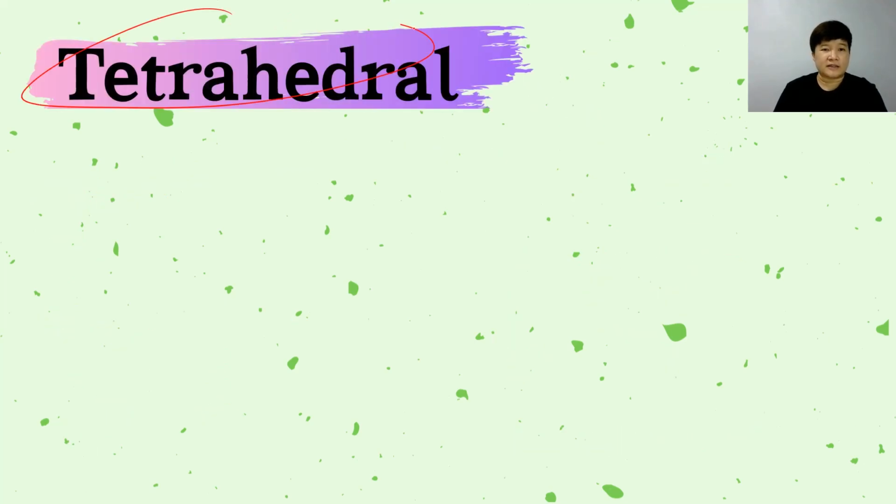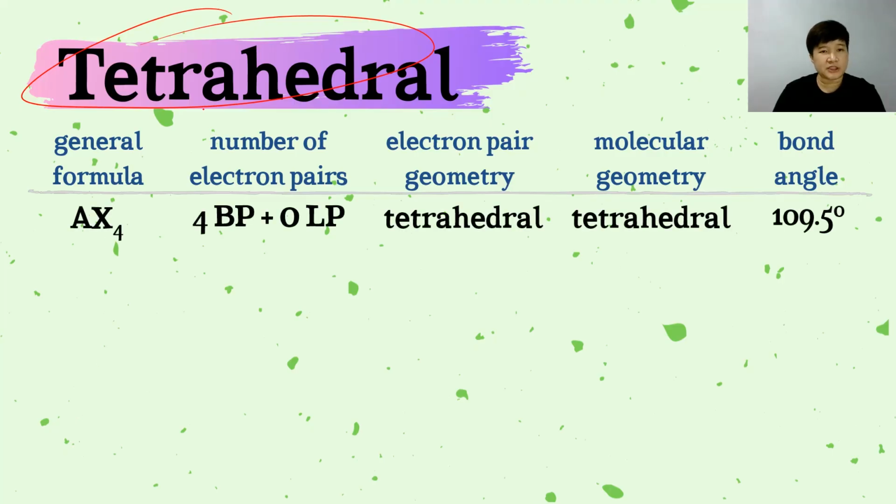Next, let's look at tetrahedral. How would the molecular geometry change when you have the presence of a lone pair at the central atom? Let's see. The basic information of your tetrahedral: your general formula is AX4, the number of bonding pairs is 4 and 0 lone pairs. So the electron pair geometry is tetrahedral. The molecular geometry also is tetrahedral because there is no lone pair. The bond angle is 109.5.